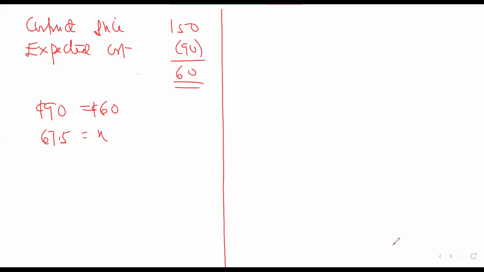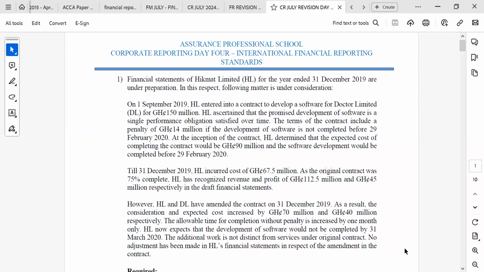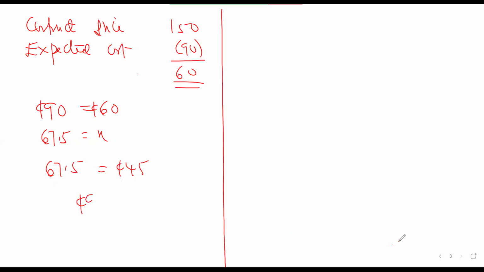That'll be 45. Okay, so 67.5 cost will give us a profit of 45. Check whether that profit is 45. Yeah, 45. Okay, so we are coming to look at this. If we ended up incurring a cost of 90 on the contract, it means that the work is 100% done, isn't it?